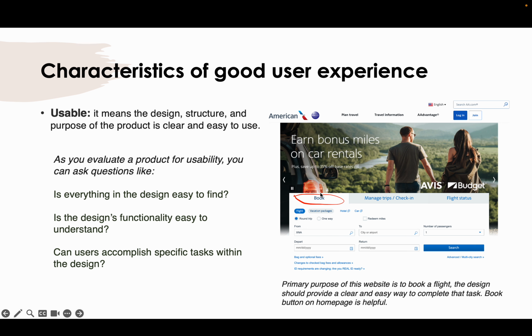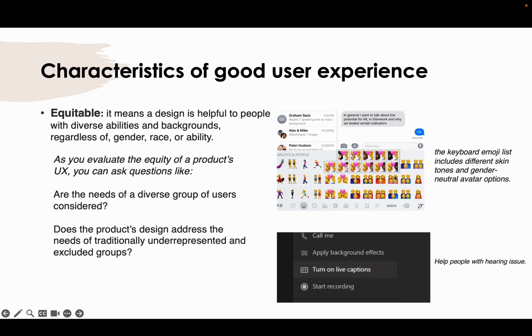So it's very clear for users, directing them to the place where they can book the flight. So that means this product is usable. So the second characteristic is equitable. It means the design is helpful to people with diverse abilities and backgrounds, regardless of gender, race, or ability.